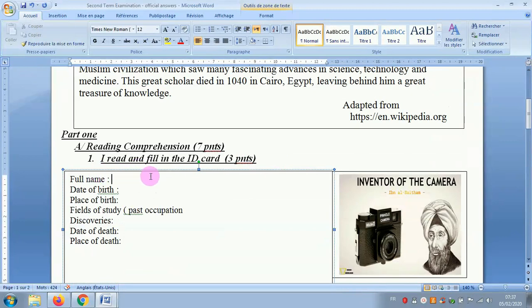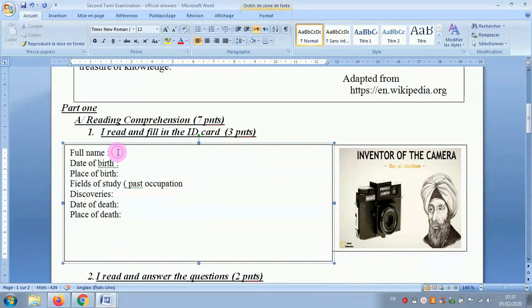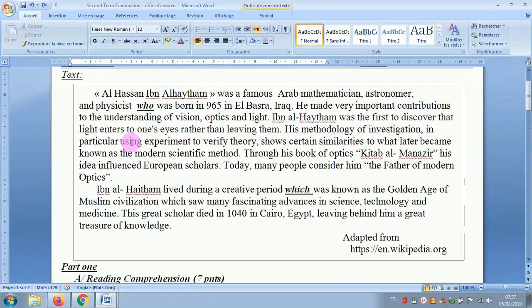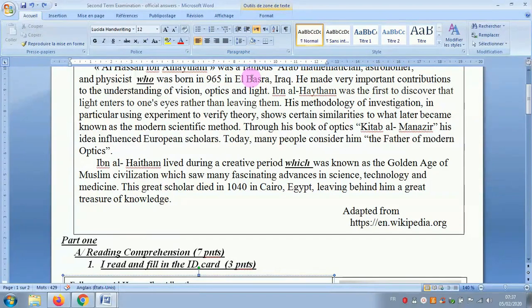The text على شكون يهدر. What is the name of the person that the text is dealing with? Of course it is الحسن ابن الهيثم. So here we write الحسن ابن الهيثم. Date of birth هي متى ولد. ديما تلقاوها في العبارة تاع he was born in 965. Place of birth ديما تلقاوها in place. So in البصرة.